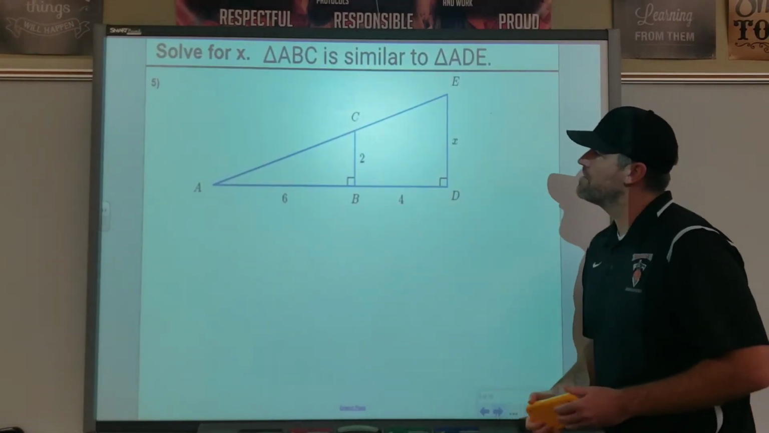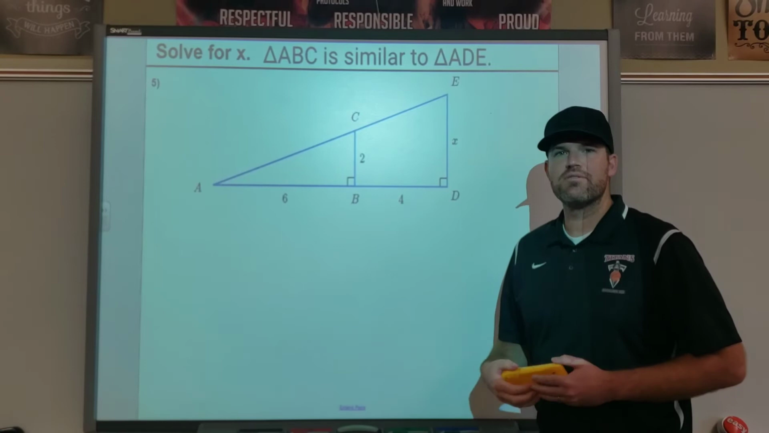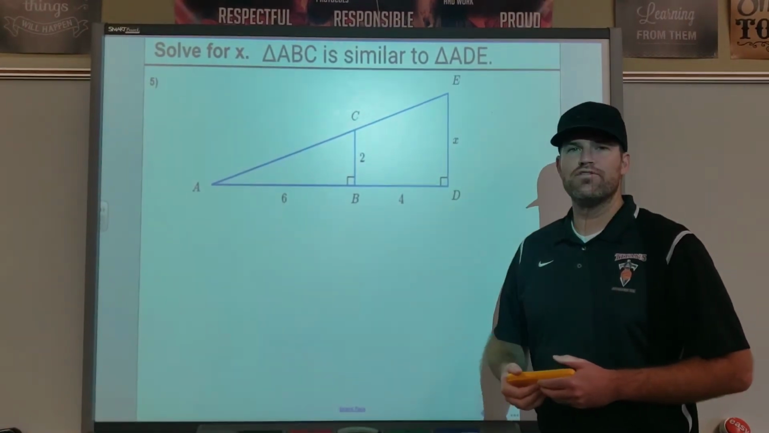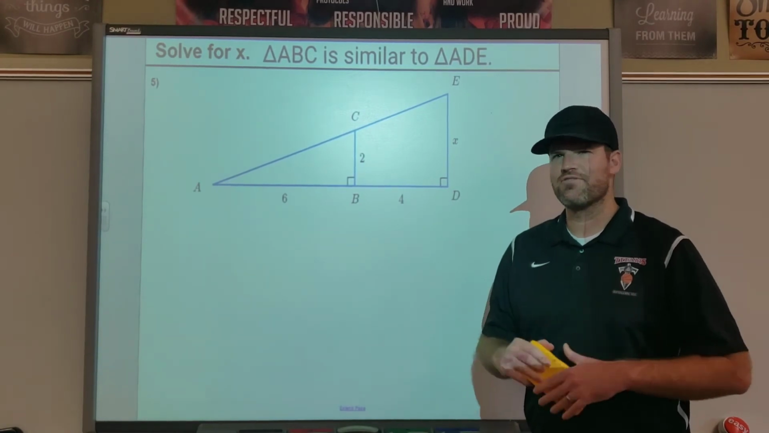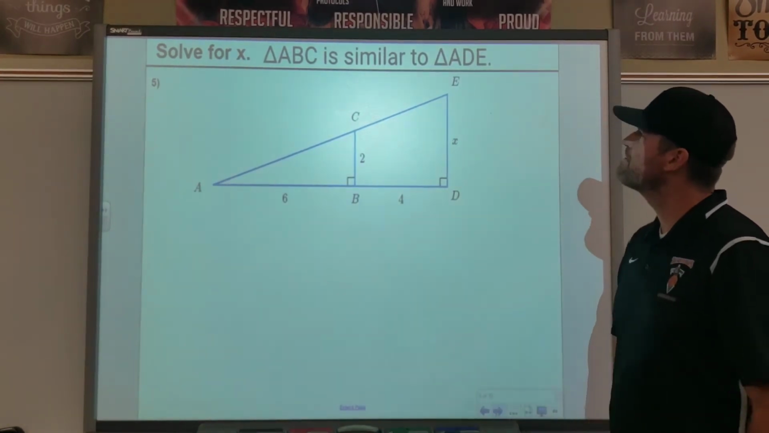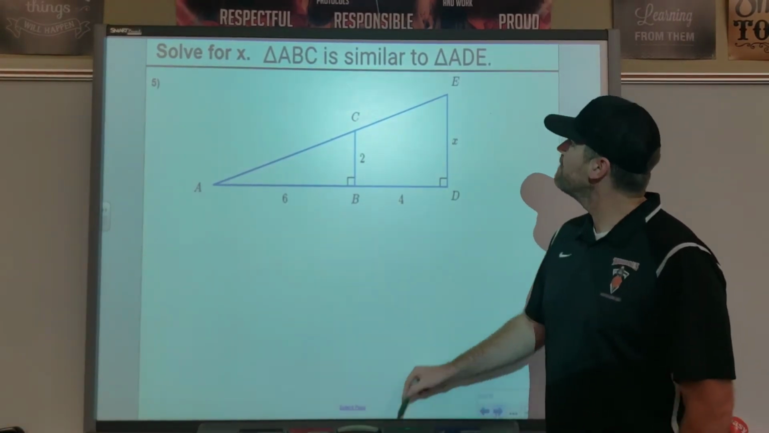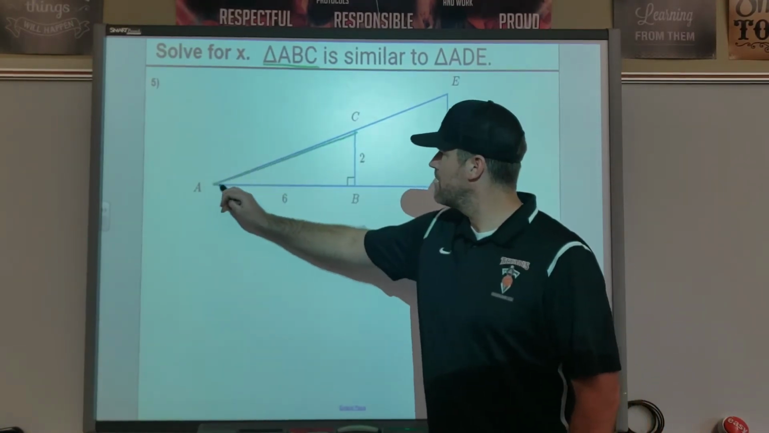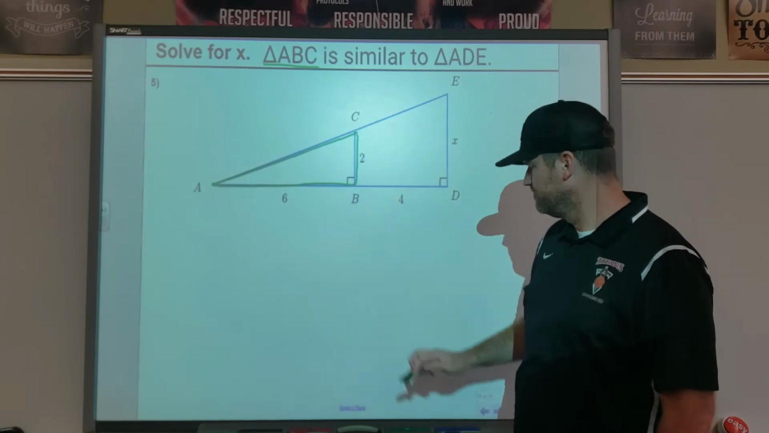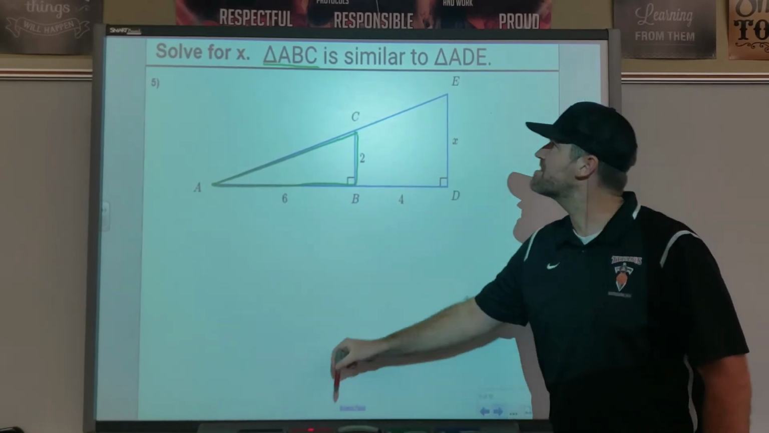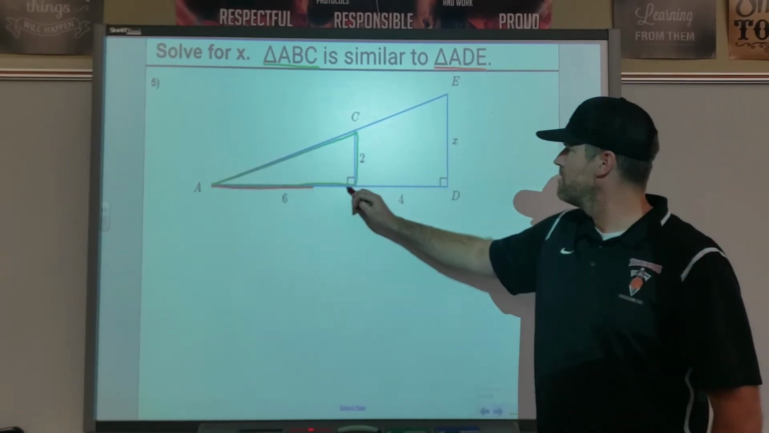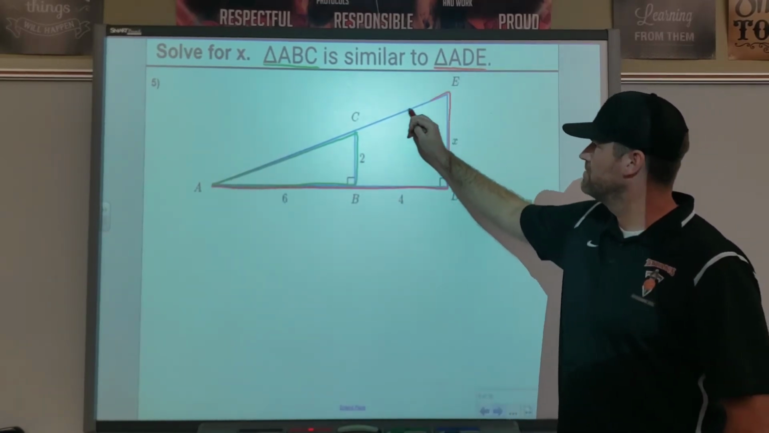All right, the next couple are very similar to some of the Khan Academy that we assigned for this week, which is the Solve Similar Triangles Advanced, right? Ooh, sounds advanced. And so in this triangle, I have the triangle ABC, which is this smaller triangle. I know that it is similar to triangle ADE. So we've got this bigger triangle.